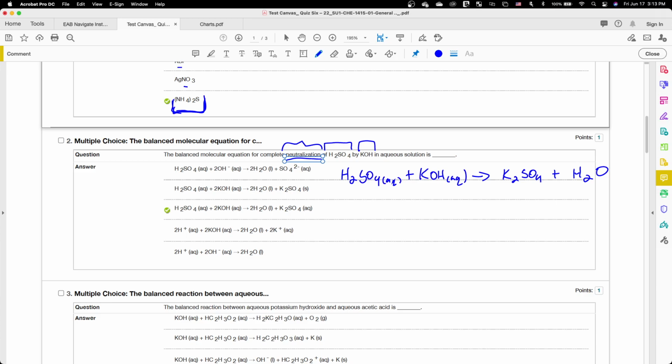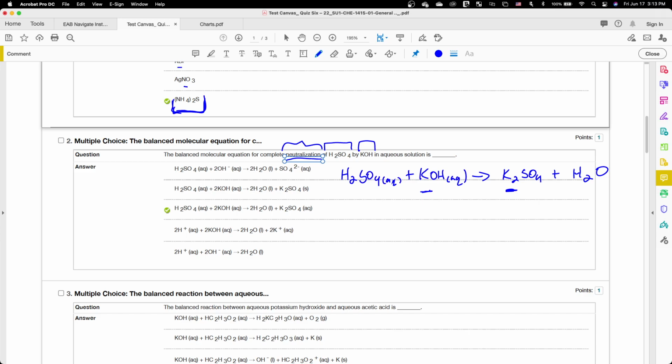So now this is not a balanced chemical equation, because you notice over here there are 2 potassiums, and over here there's only 1 potassium, so you don't have a balanced chemical equation there. So this is the answer to the question right here, right? This is how you answer the question. You have to figure out what the balanced chemical equation is.